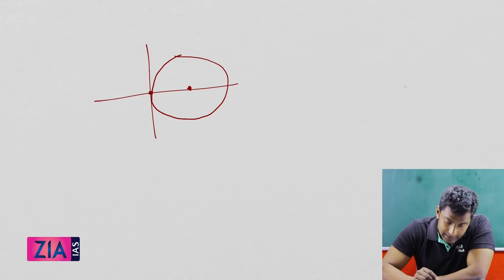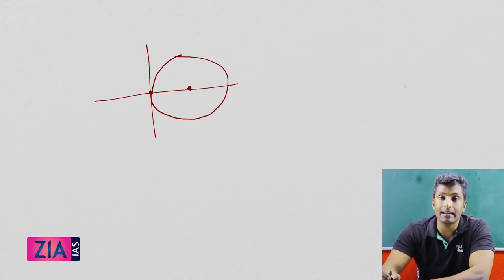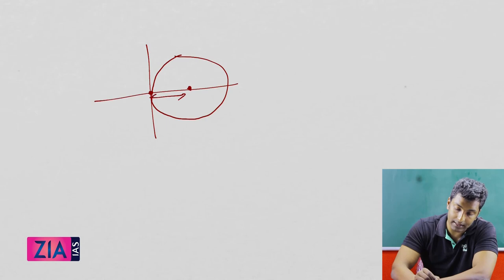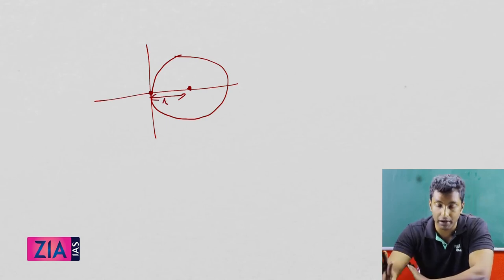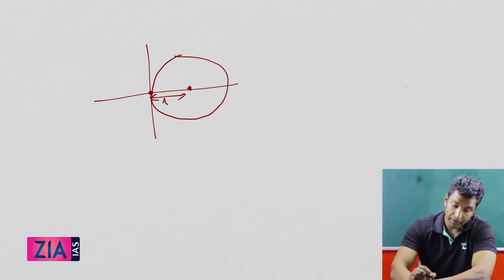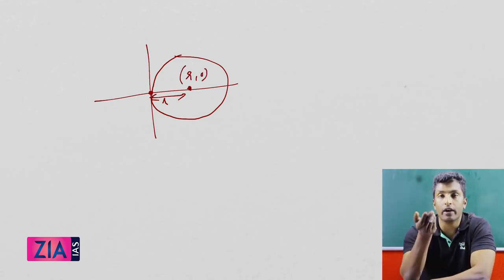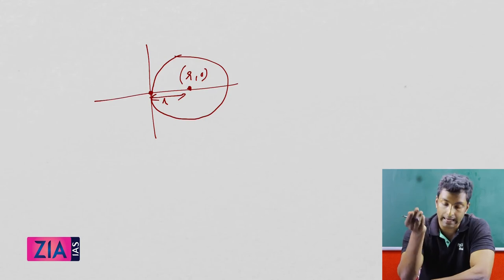So the circle is passing through the origin clearly, and the center is on the x-axis. That means this distance is clearly your r. No need to have any doubt, right? That's your radius. So this point is now going to be (r, 0), because the y coordinate is 0 on the x-axis, right?